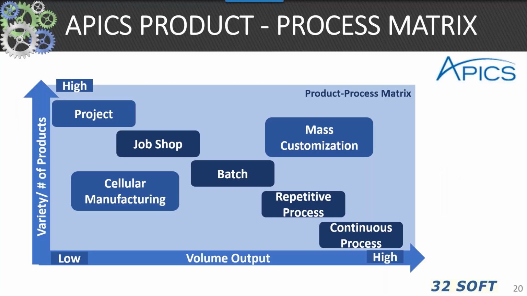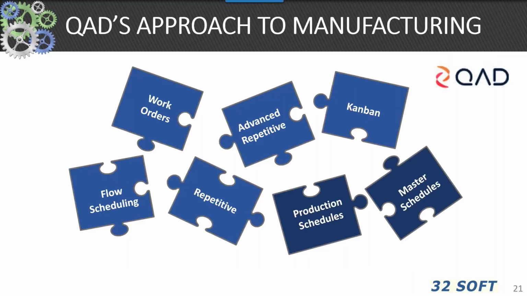Classic Apex views manufacturing in terms of a placement on a matrix of volume of output versus variety of the number of products. From project to job shop to batch, repetitive to continuous, considering cellular manufacturing and mass customization, you need to understand where your company resides on the volume variety graph, as optimization of product or production orders will be determined by your company processes.